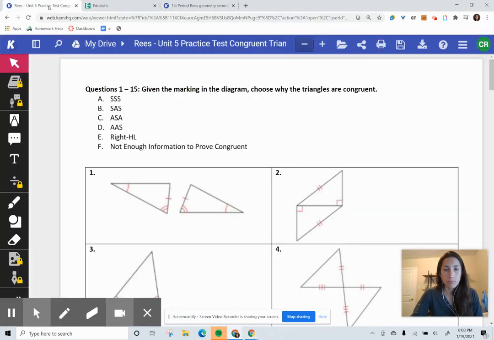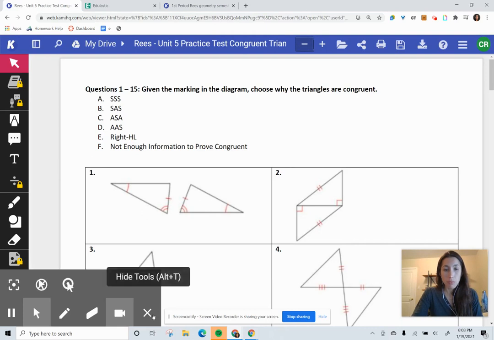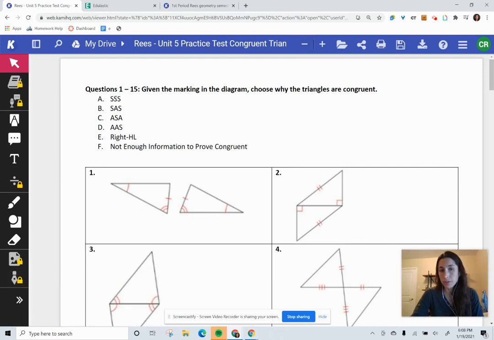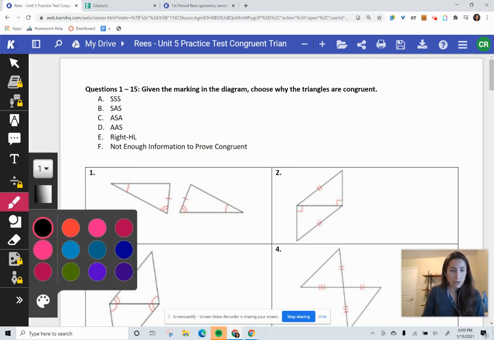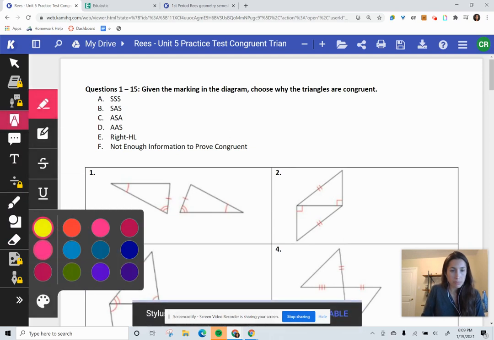Looking here at problem 1, we are trying to determine why the triangles are congruent. These are our options: side, side, side; side, angle, side; angle, side, angle; angle, angle, side; or HL, because it needs to be a right triangle in order to use hypotenuse leg; and then not enough information to prove congruent, so essentially not congruent.